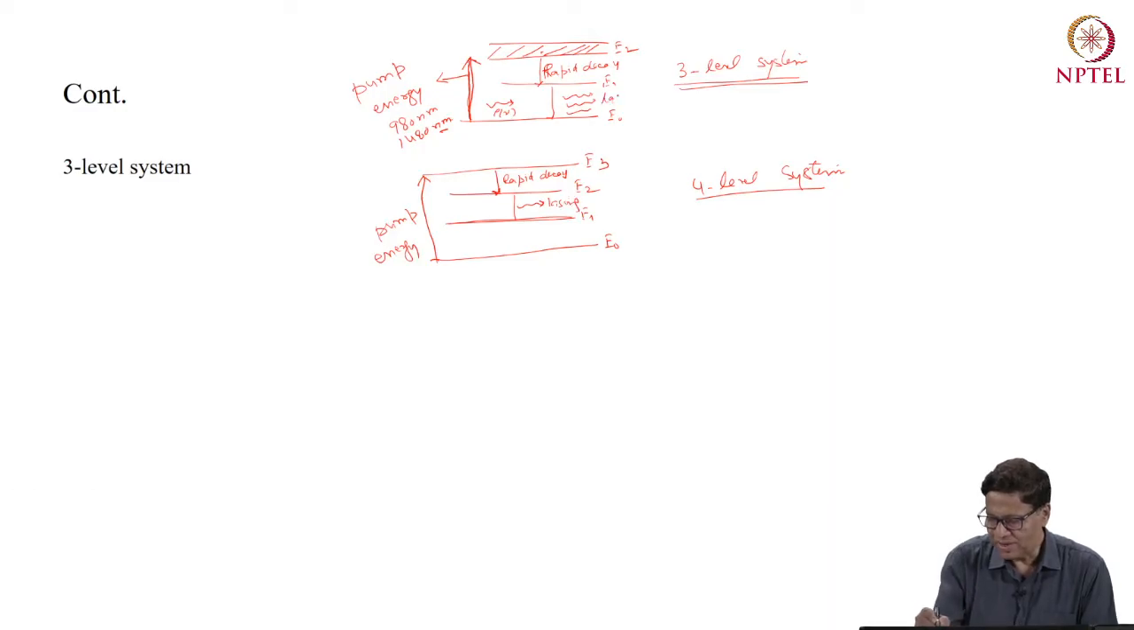So I forgot to write here as lasing. And then from E1 again there is a rapid decay. So this is an example of a 4-level system. The advantage of a 4-level system is that you require less pump energy to create population inversion, which is a requirement for lasing.